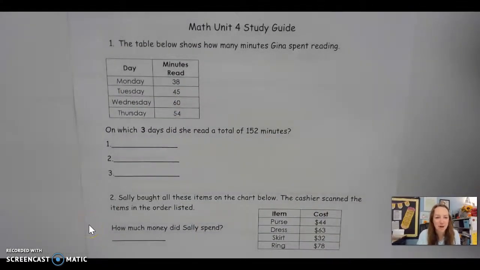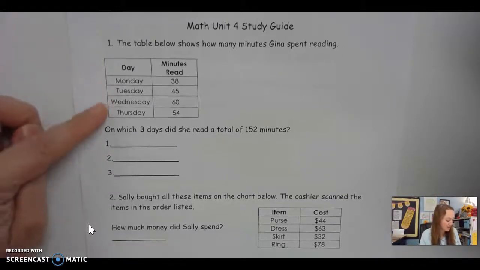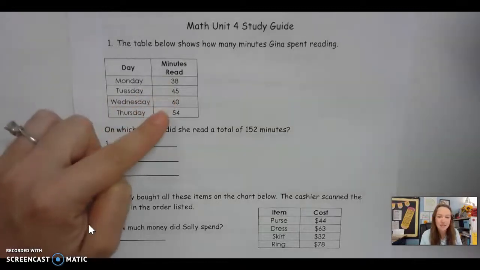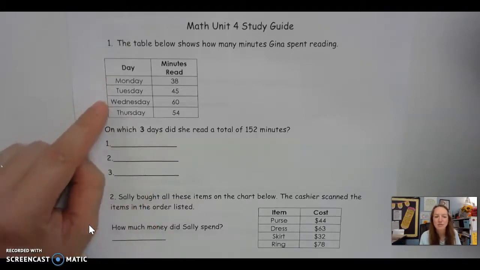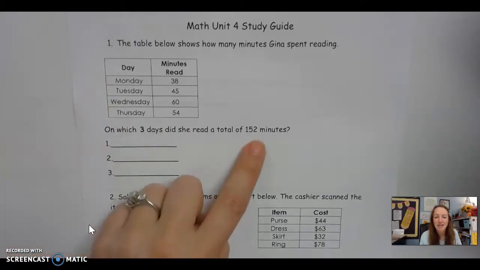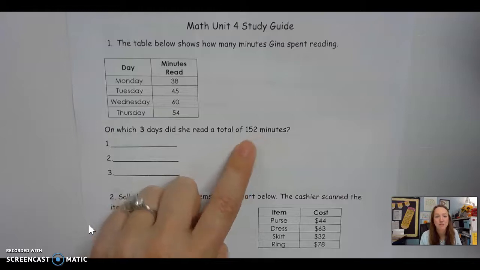So let's look at number 1. The table below shows how many minutes Gina spent reading. So on Monday, Tuesday, Wednesday, and Thursday, these are the minutes that she read. Our question asks, on which 3 days did she read a total of 152 minutes? So for us to figure that problem out, we're going to need to do a little bit of guessing and checking. So let's do Monday, Tuesday, Wednesday, and see if it adds up to 152.